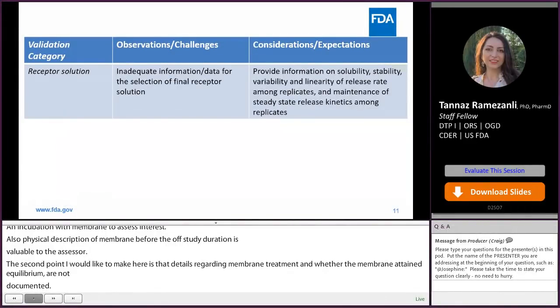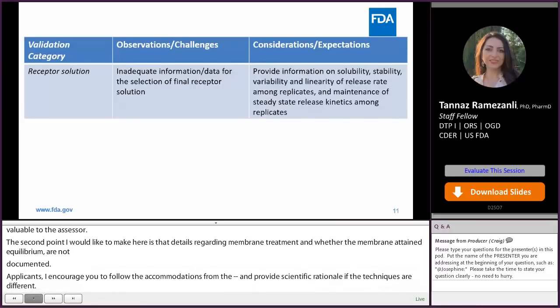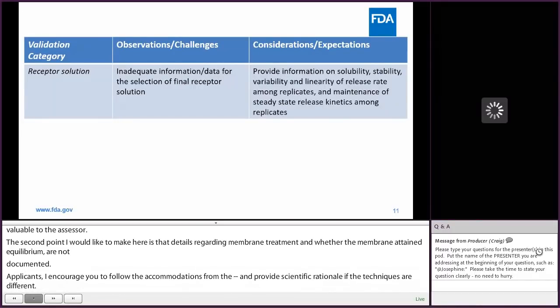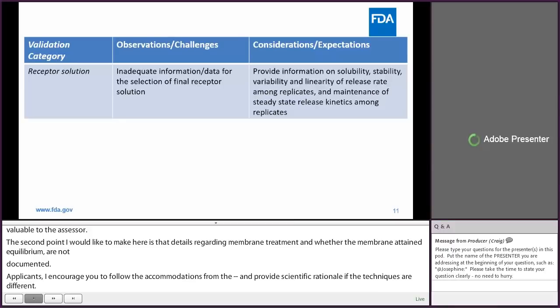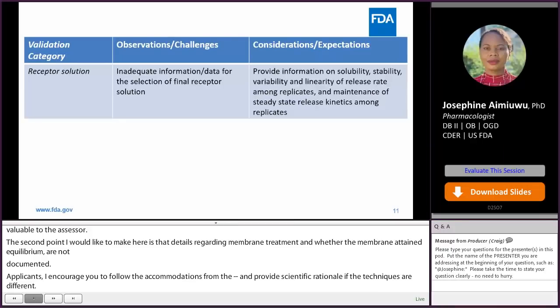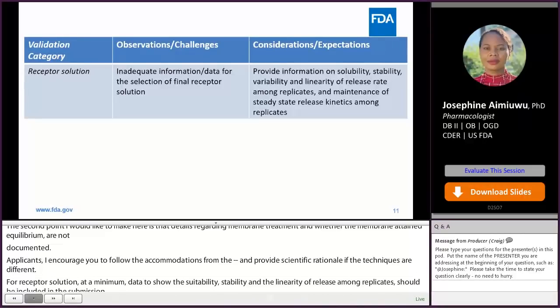For receptor solution, at a minimum, data to show the solubility, stability, and linearity of release rate among replicates in receptor solution should be included in the submission. These studies should reflect the maintenance of steady-state release kinetics among replicates.